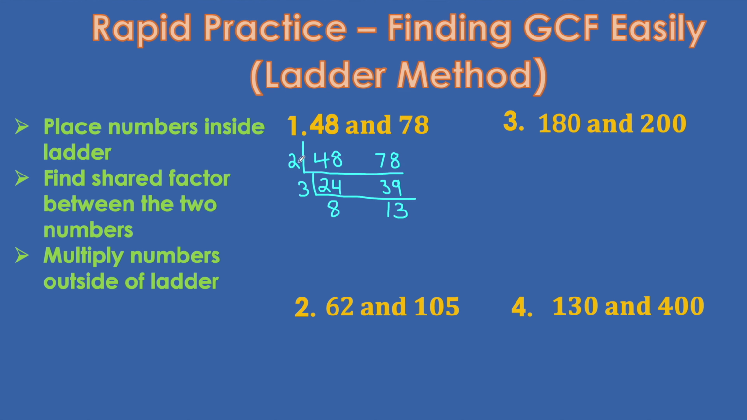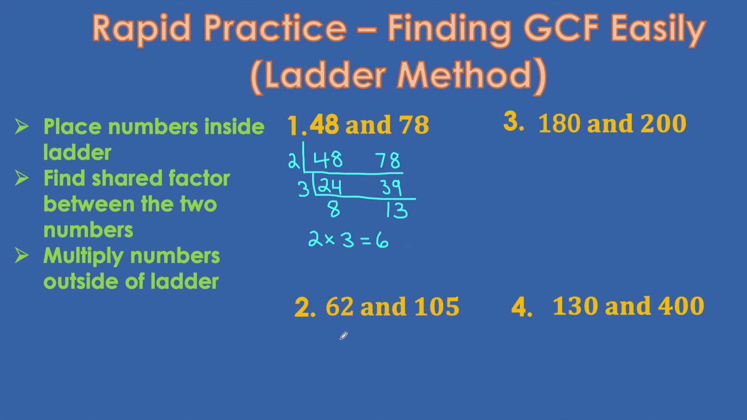Last, we multiply the numbers outside of the ladder on the left. 2 times 3 times 3 equals 6. So our GCF between 48 and 78 is 6. Moving on to number 2.